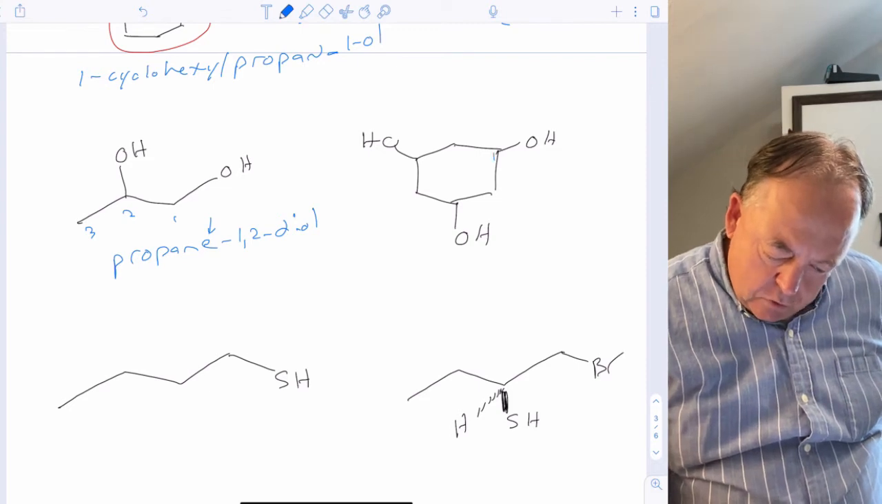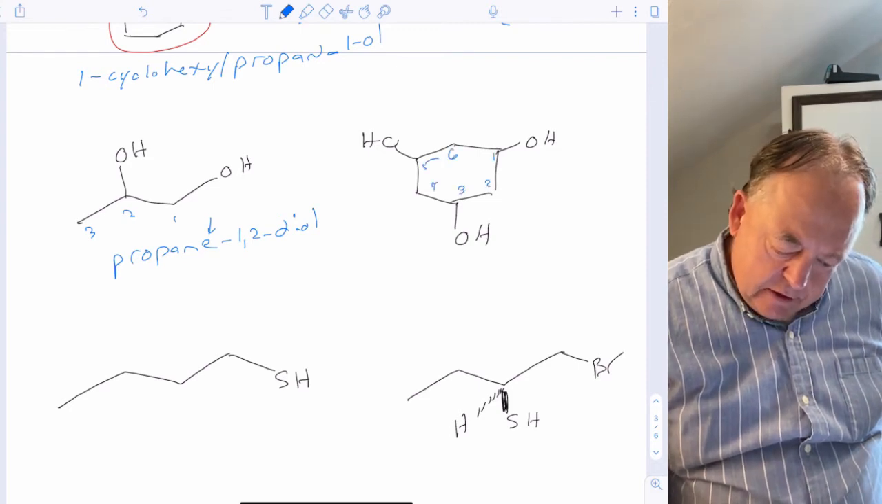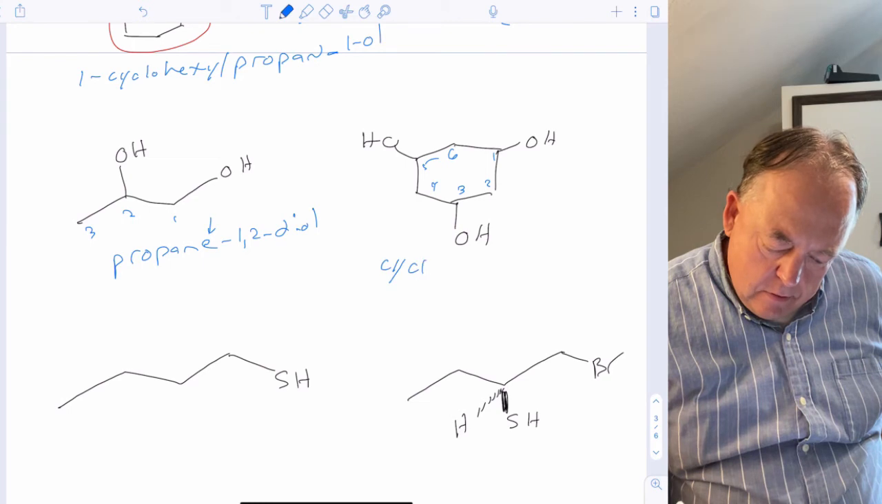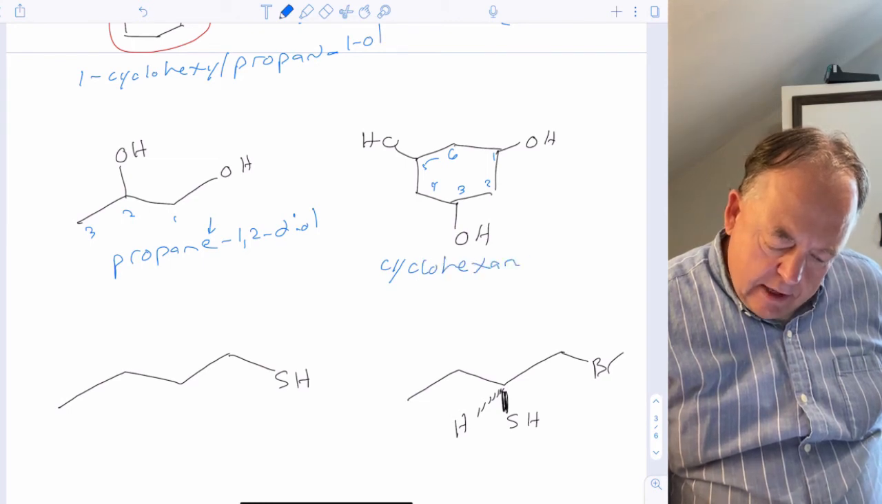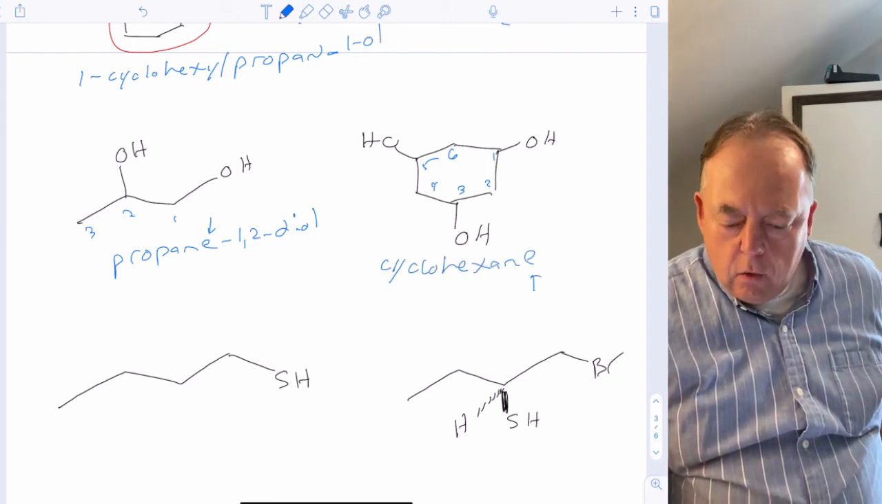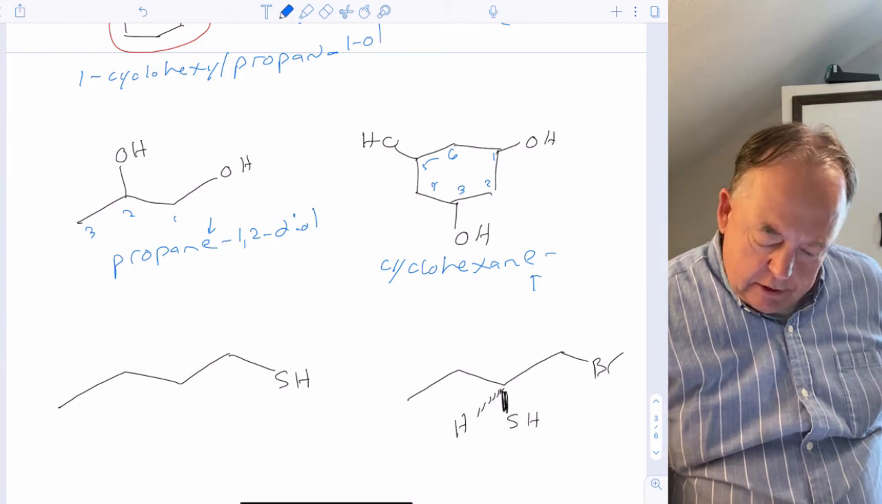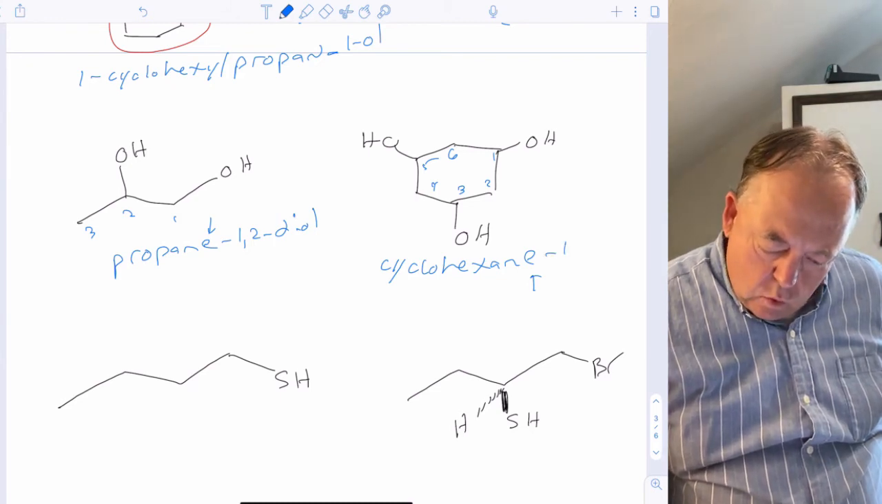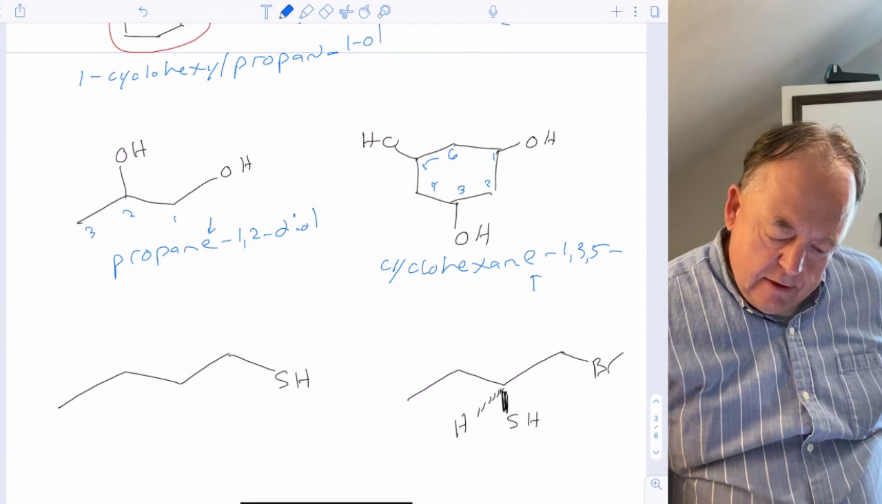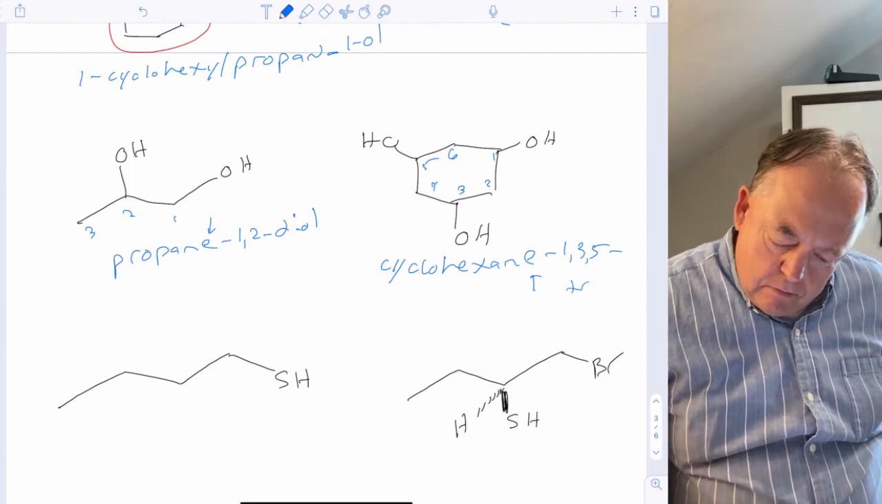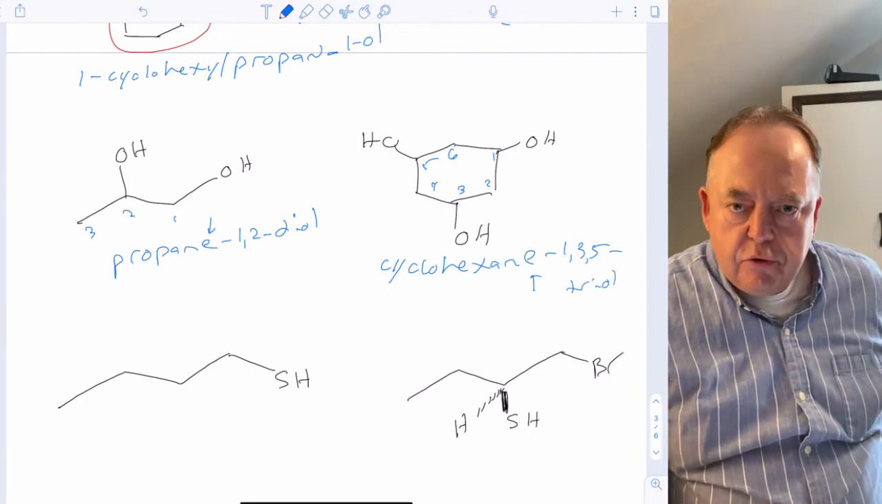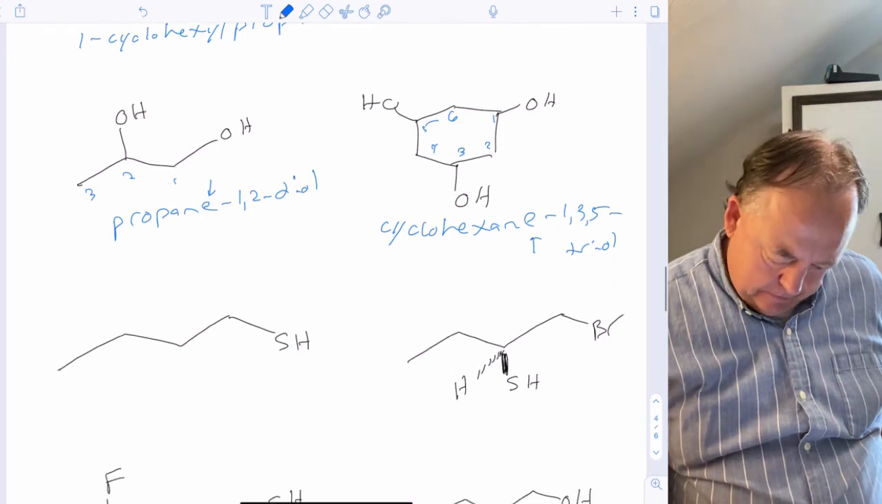Okay, so in this case, 1, 2, 3, 4, 5, 6, so cyclohexane. And again, instead of changing that to OL, we're going to keep the A and then just indicate where the OHs are. So 1, 3, 5, and then triol. So cyclohexane-1,3,5-triol would be its name.